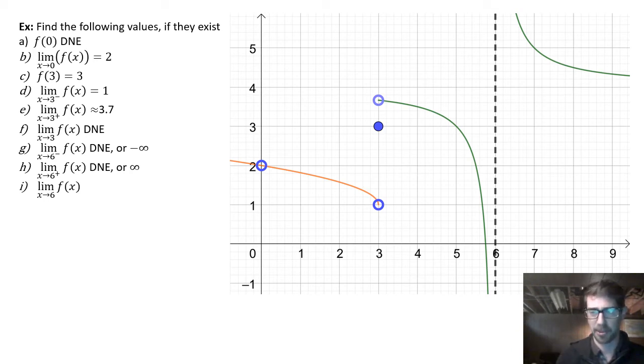infinity is not a number. So the concept of equal doesn't really apply. So all that is to say, it very much doesn't exist there. There's no world in which the limit exists at x equals 6.